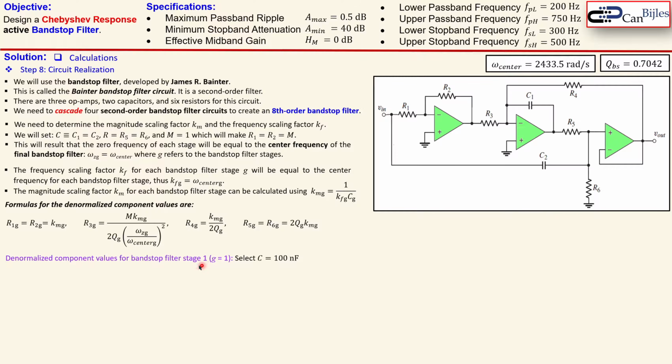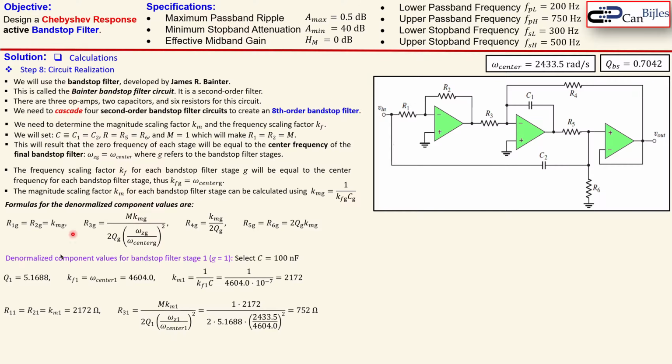So let's go for stage 1. We select here a capacitor of 100 nanofarads, so each capacitor here is 100 nanofarads for stage 1. The quality factor for the first stage was this, and we also have the center frequency 1, which was this. So this is now also our frequency scaling factor. From there, using this formula, we can calculate the magnitude scaling factor for the first stage, and that is given by this value, 2172.